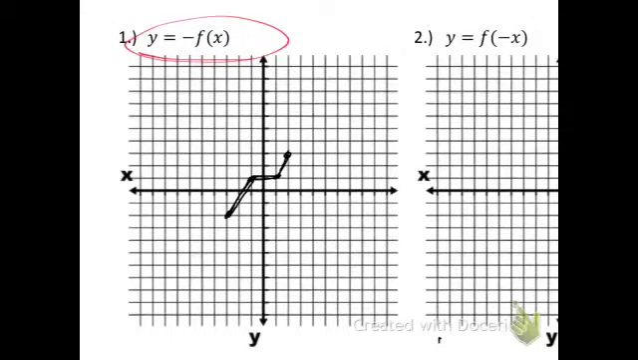On number one, you just got a negative in front of the function value, and so if you have a negative there, you're reflecting your entire function over the x-axis. Basically all the y values are the opposite of what they used to be, but the x values stay the same. So if you got a point here, the point 2, 3, it's now going to be 2, negative 3, which is going to be right there.